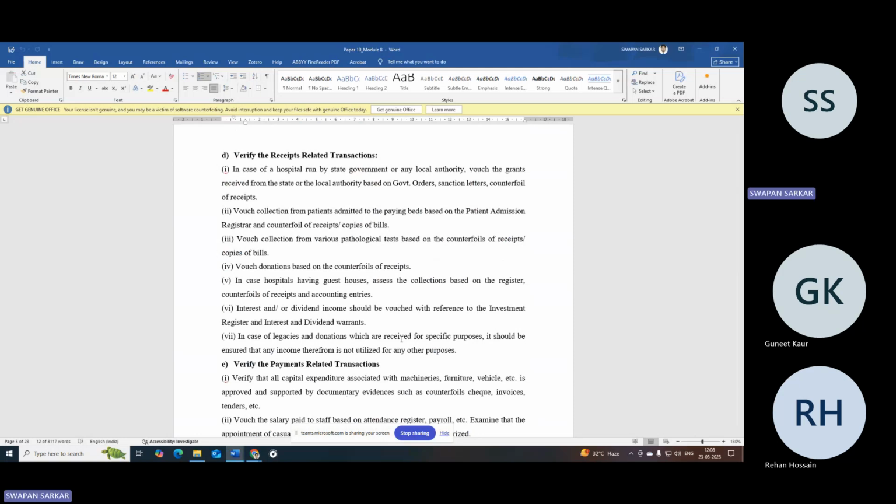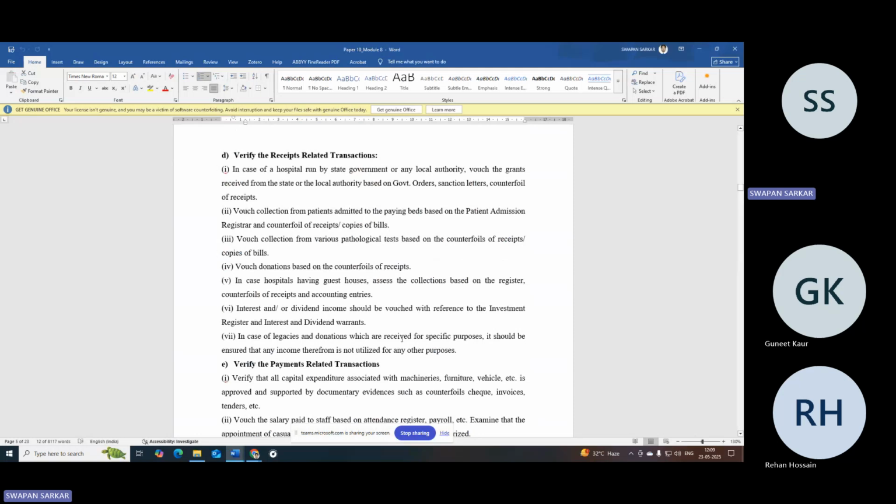based on government order, sanction letter, counterfoil of receipt. Vouch collection from patients admitted to the paying bed based on the patient admission register and counterfoil of the receipt or copies of the bills. Next, vouch collection for various pathological tests based on the counterfoil of receipts, copies of bill. Then vouch donation based on counterfoil of receipt. In case of hospital having guest house, assess the collection based on the register, counterfoils of receipts and accounting entries.